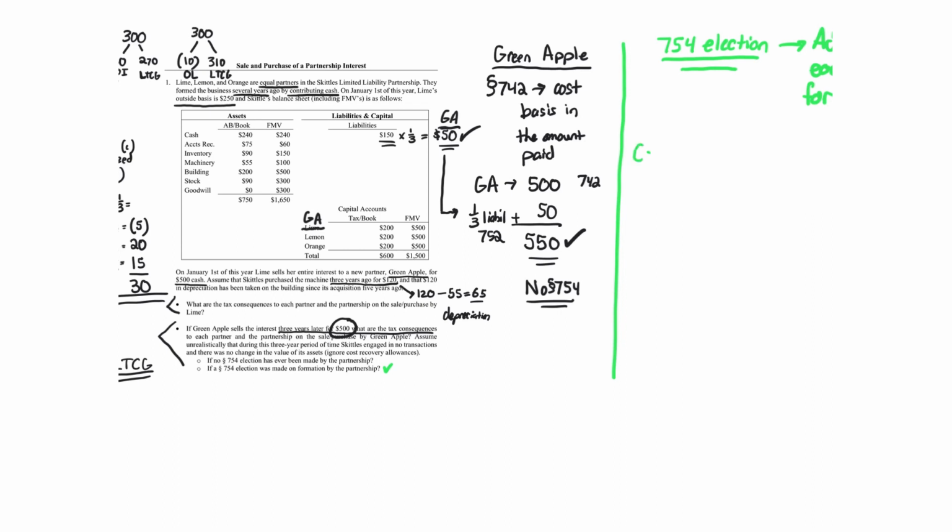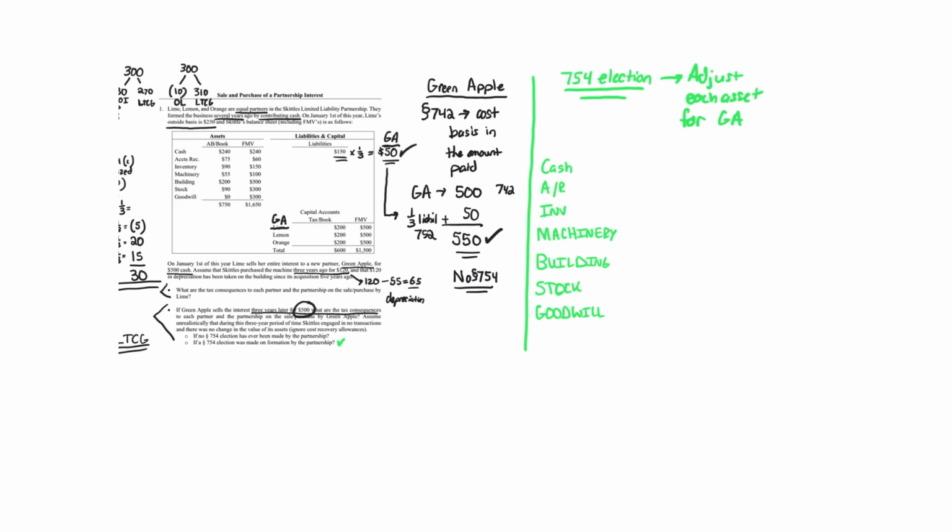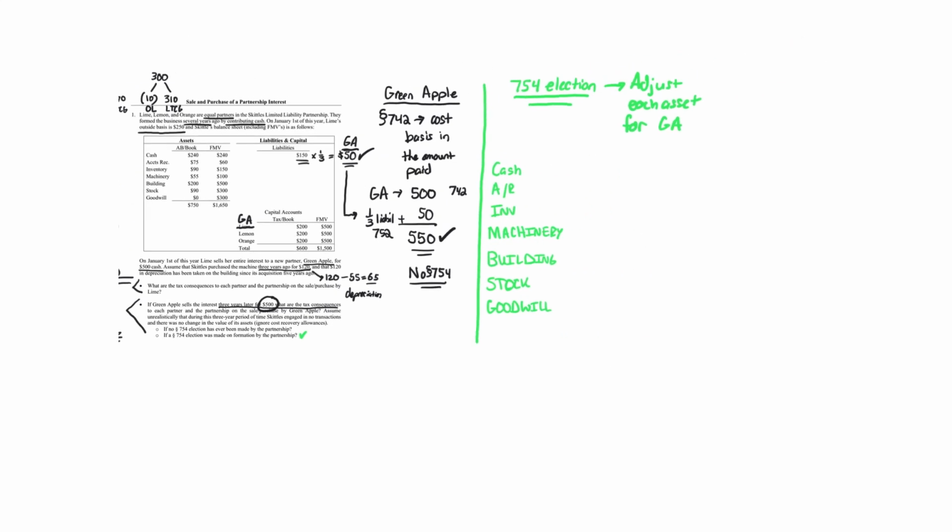We start with cash, accounts receivable, inventory, machinery, building, stock, goodwill. We go through each one. We do a similar analysis like we did in step 2, but for each asset. And by the way, this is a very, very simple example of a 754 adjustment. 754 makes things extremely difficult.